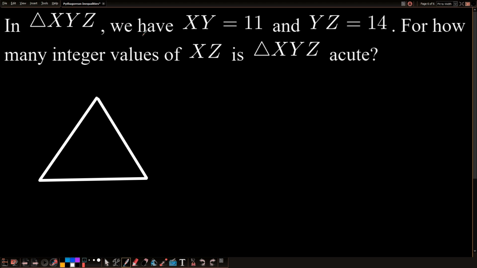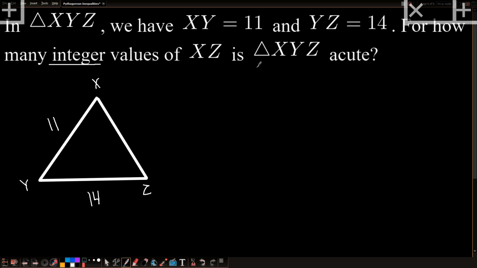In triangle XYZ, we have that XY is 11, YZ is 14. For how many integer values of XZ is triangle XYZ acute? So we have some triangle X, Y, and Z. We know that XY is 11 and that YZ is 14. And we want to make sure that this triangle is acute. Well, an acute triangle is implying that every angle has to be acute.